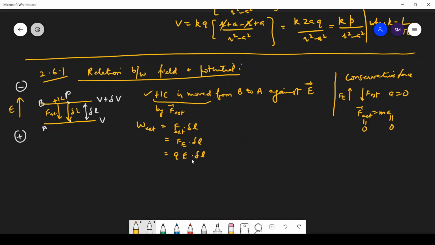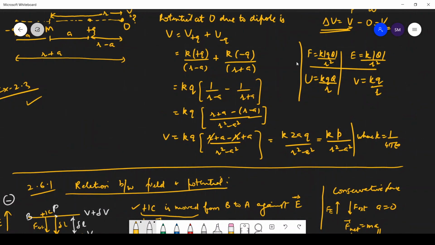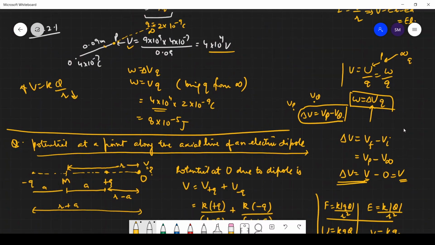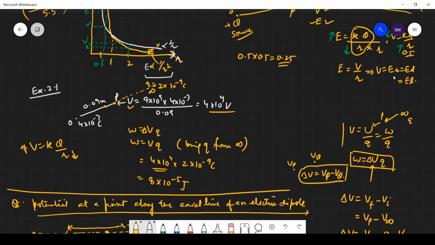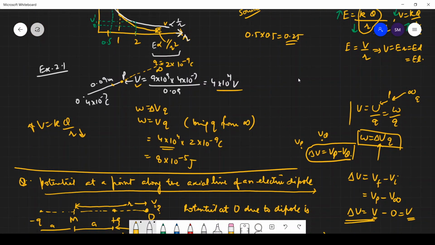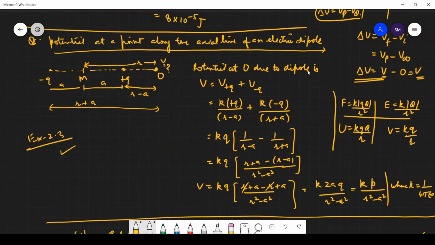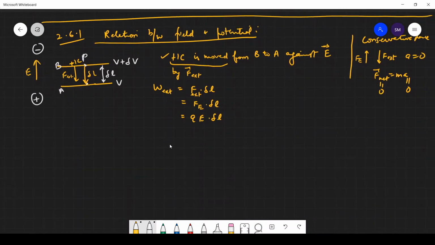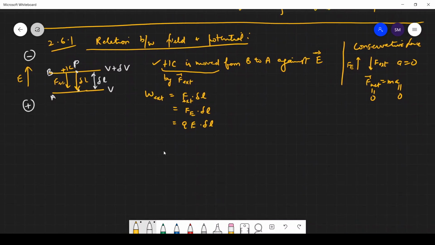delta L. Now what is E into delta L? We discussed this formula, E into D. We have written it here, that E into L, so that will be equal to this potential difference, right? Everywhere we have written potential, because we are talking about from infinity to that point.